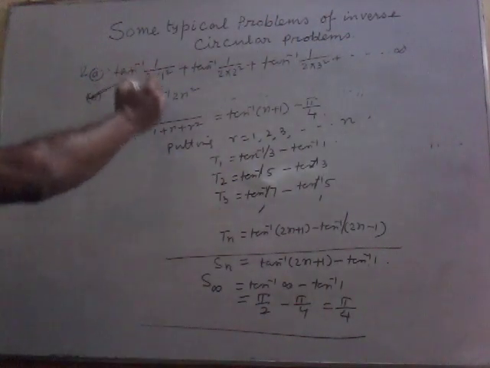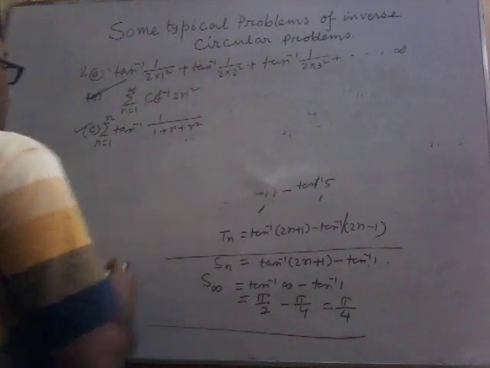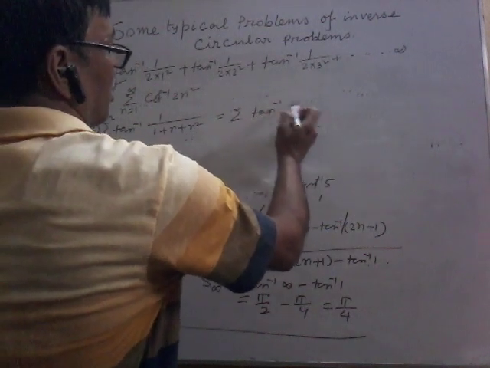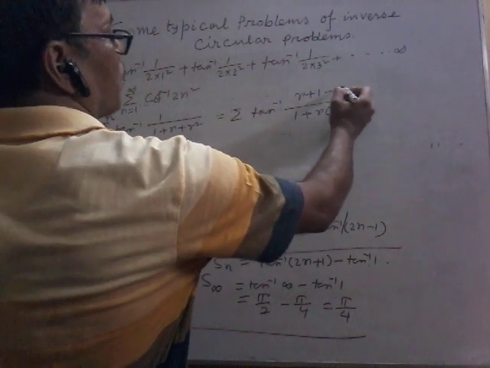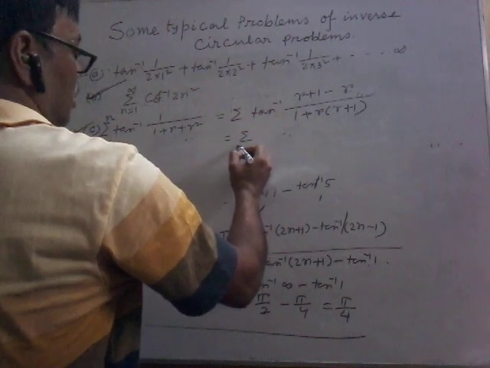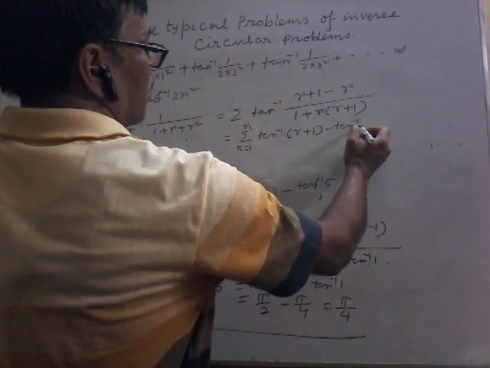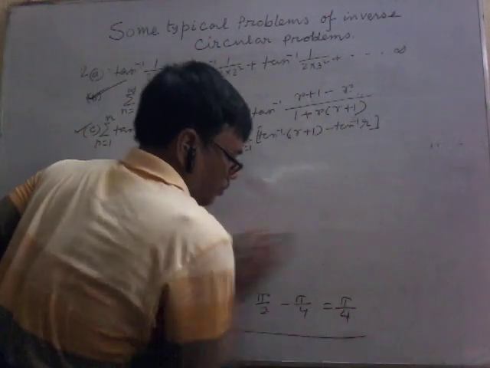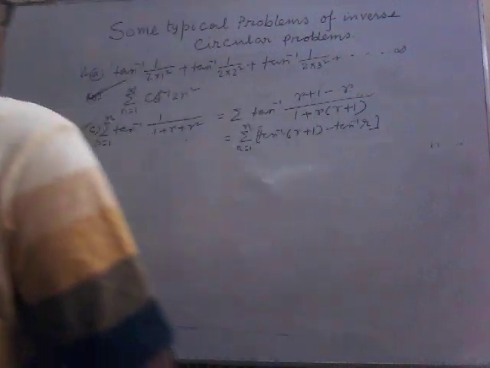So pi by 4 is our answer. The second one is exactly the same. For the third one, you look, this is a very simple problem. If you want to write it as a difference of two terms, you see only one step. One as it is, this is r into r plus 1. So this one is (r plus 1) minus r. So this is summation r equals 1 to n of tan inverse (r plus 1) minus tan inverse r. You try the rest of the problems of 3. These are the same types of problem.